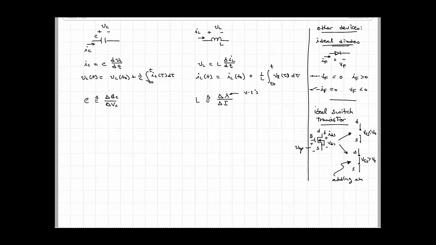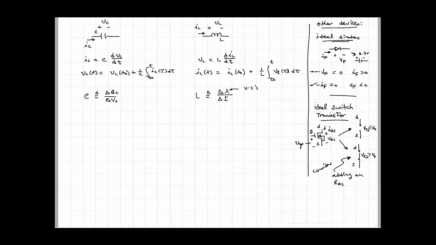Now we could augment this later and consider adding a drain to source resistor. And just like we could consider with the diode, we could consider adding a voltage drop, such as 0.7 volts. But that's not going to change the principle of operation when we look at a switching converter that utilizes diodes and switches. So for this initial introduction, we're going to assume completely ideal switches and diodes. They're shorts or they're opens.